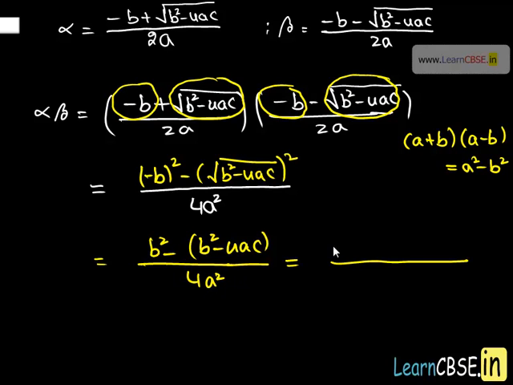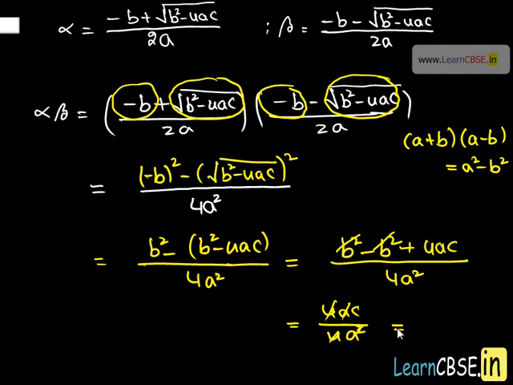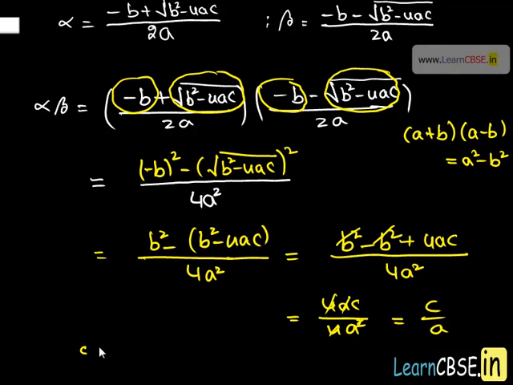By distributing negative inside the bracket, we have b square minus b square. The product of two negatives will be a positive, and we have 4ac. B square and negative b square cancelled out on numerator, and we remain with 4ac upon 4a square. 4 and a in numerator and denominator are cancelled. Therefore, the product of the roots alpha times beta is equal to c upon a.